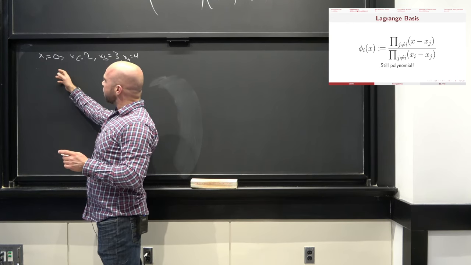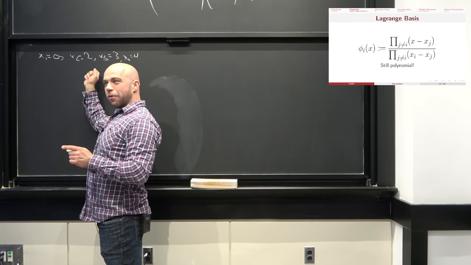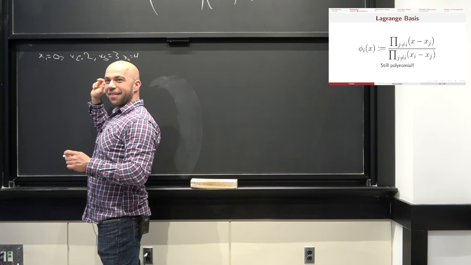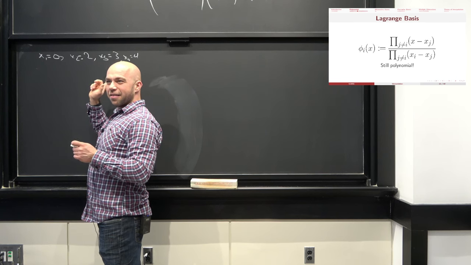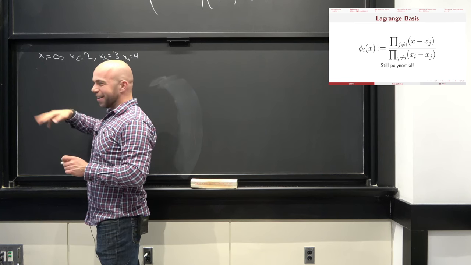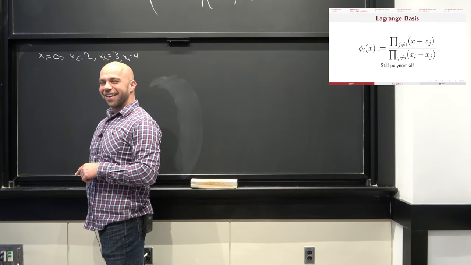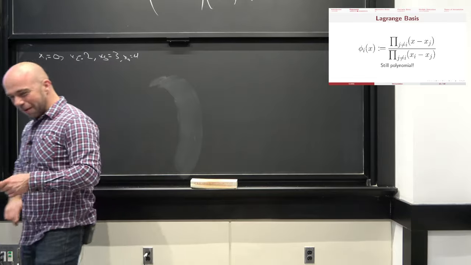And I claim, so first of all, this is going to become a basis for what degree polynomial? Careful now, I have 4 x's. So degree 3 polynomial. I'm going to keep repeating that. You know what would be a great exam question is if I ask you to do exactly that kind of argument, because I like to catch you on off by one things.